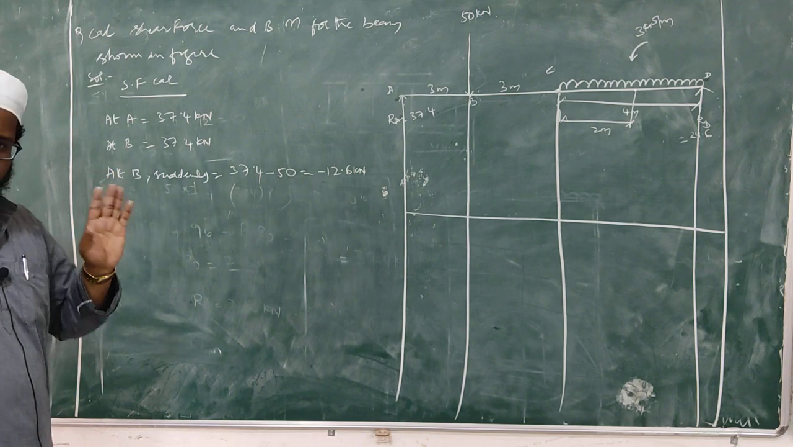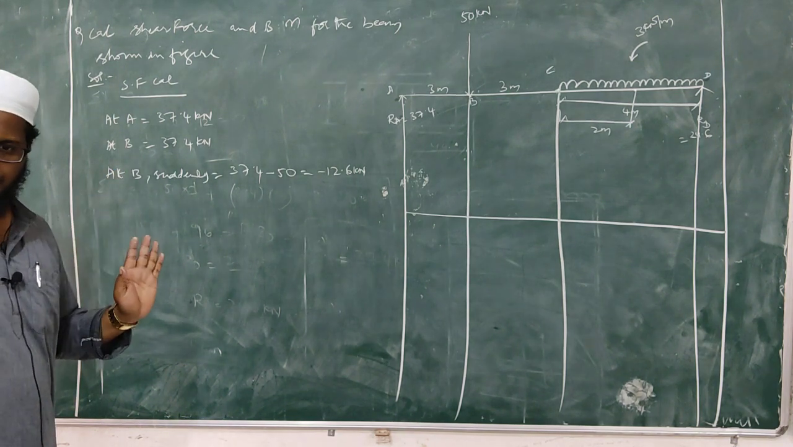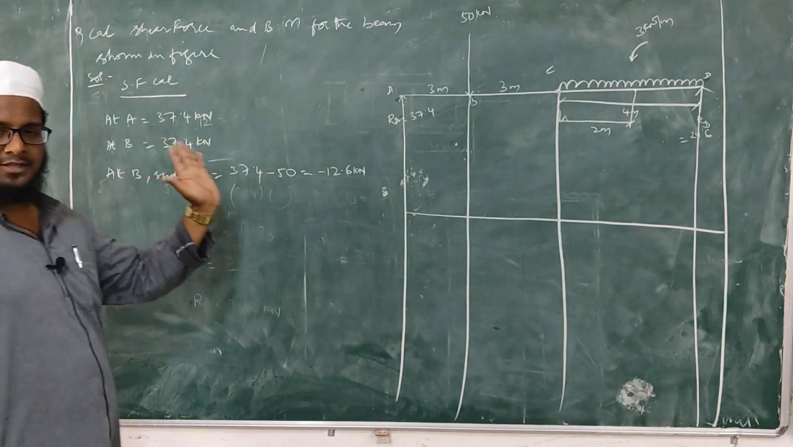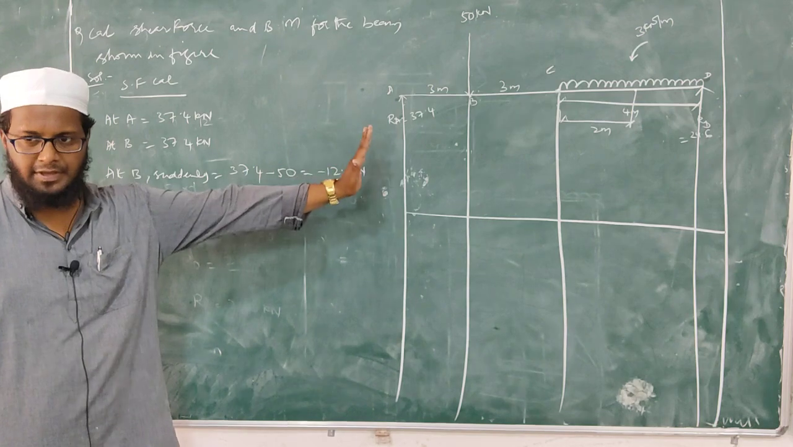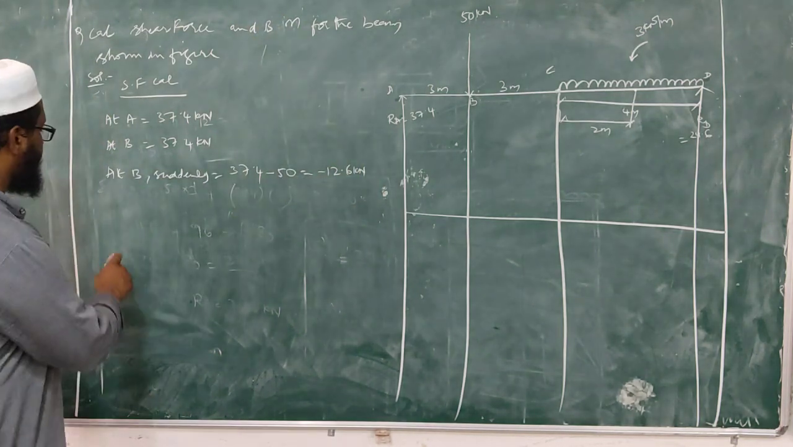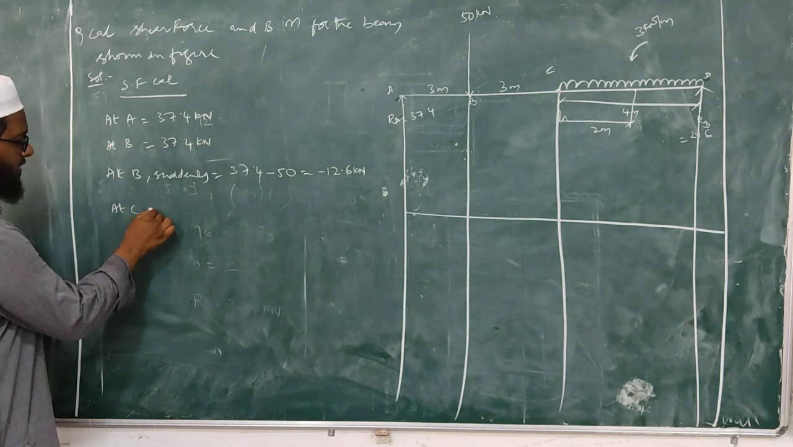So whenever you see point loads in between the beam, what you have to do? You have to calculate two times. One, as if you have just reached B. After that, suddenly it will change. Okay. After that, we have C.